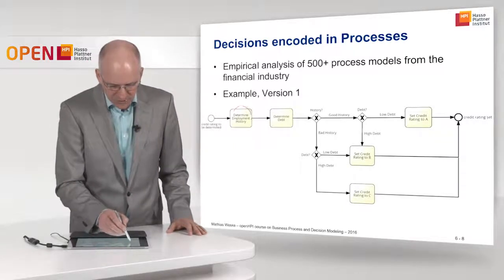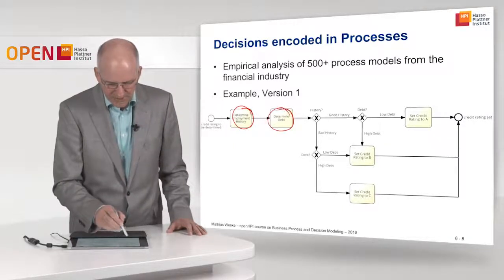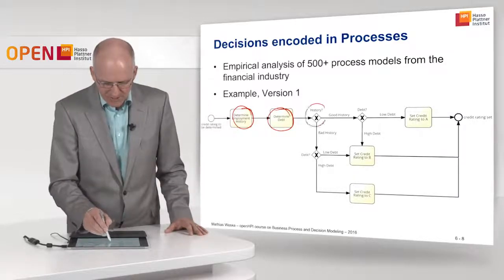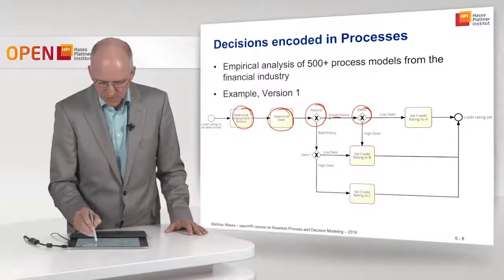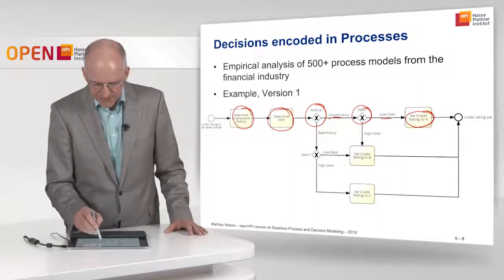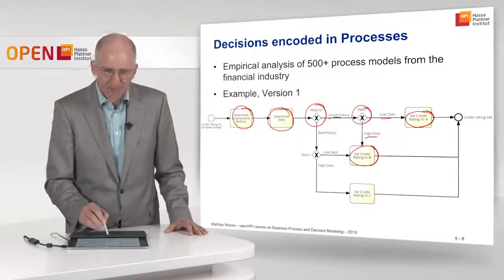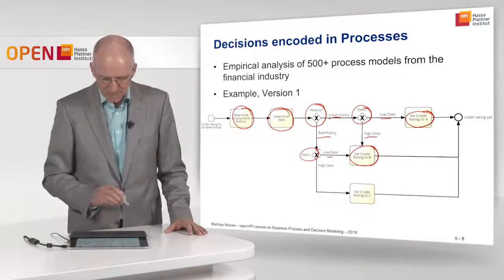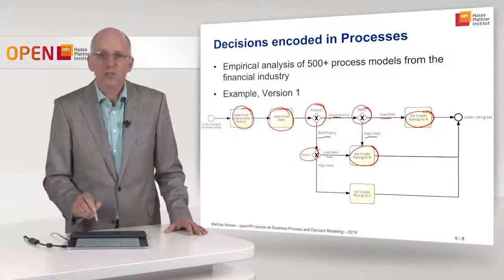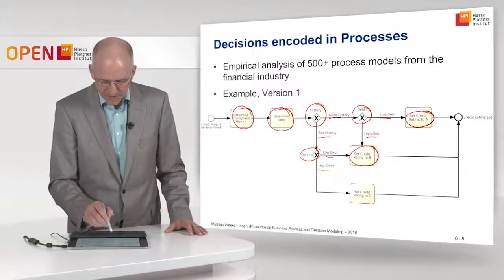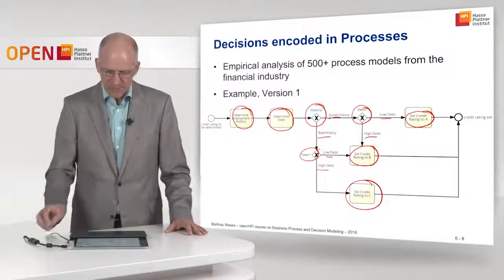So first we determine the employment history, then we determine the debt of the applicant. In this process model, we first look at the history. If it's a good history, we check the debt. If it's a low debt, we set the credit rating to A. However, if the debt is high, we set it to B. But we set it also to B if the history is bad and the debt is low. And finally, we set the credit rating to C if the debt is high and the history is bad. So we end up here with A, B, C.